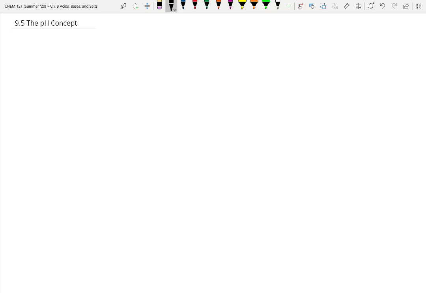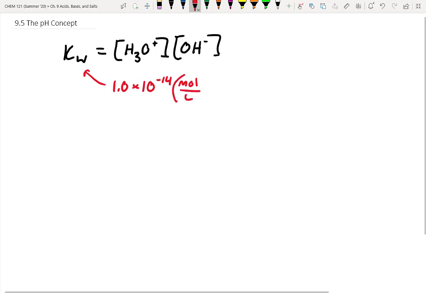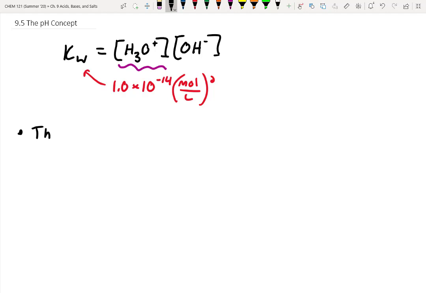Okay, in our last video, we saw the concept of Kw, and we said that Kw is equal to the concentration of the hydronium ion, which is H3O+, multiplied by the concentration of the hydroxide ion. And we said that Kw is always going to be equal to 1.0 times 10 to the negative 14th moles per liter squared, right? All right, but the interesting thing with this is the potential range for the hydronium ion, meaning this ion right here.